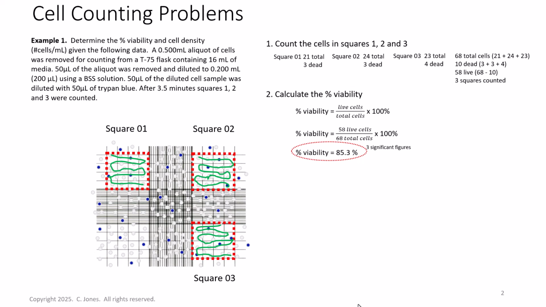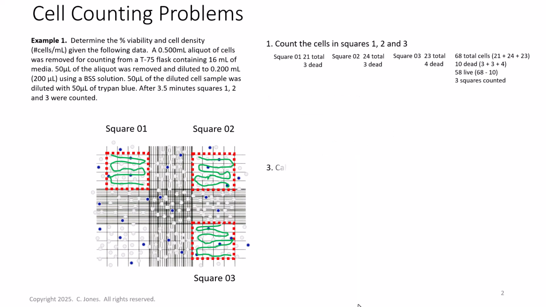Okay, so that was pretty easy. Let's go to calculating the cell density or the cell concentration. Okay, so again, I like to write down the equation that we use to do this calculation first, just to make sure I plug everything in the right place in the right order. So the number of cells per mL is equal to the total live cells divided by the total squares counted, right, times any dilution factors.